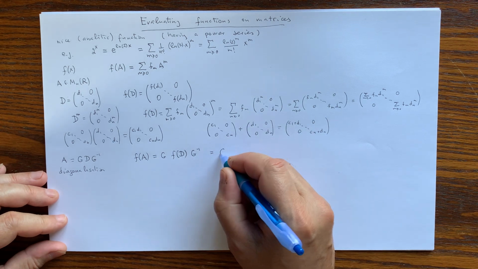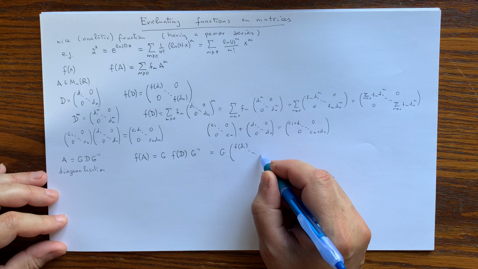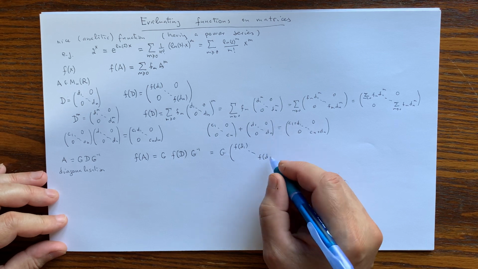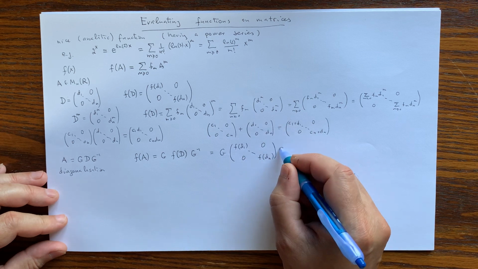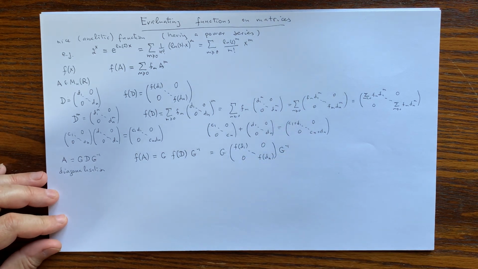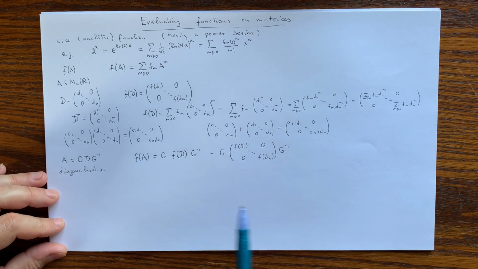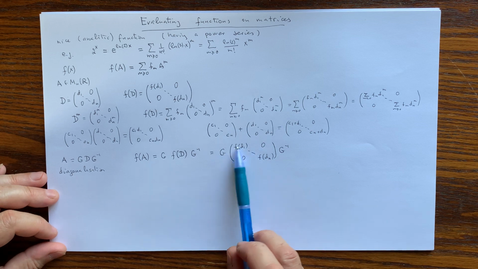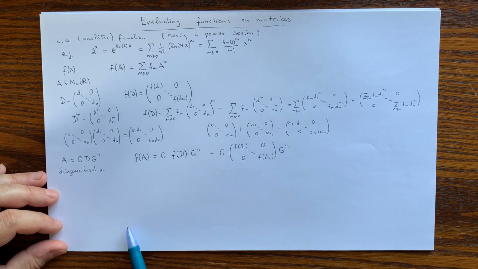So spelling it out again, assuming now that these D1 up to Dn are eigenvalues of A, we have to find f on them. They are just numbers. Assuming that f is a well-defined function, it is a doable task. And then that is a matrix which is still diagonal, which we have to conjugate with G.